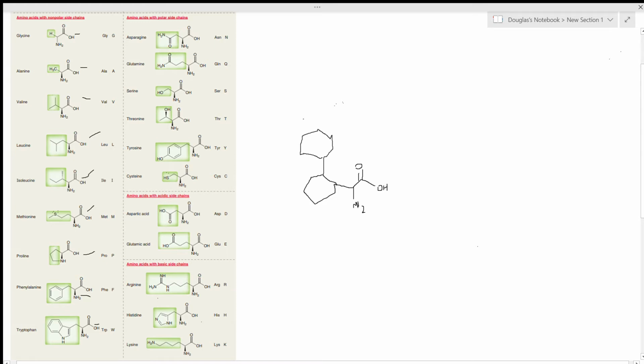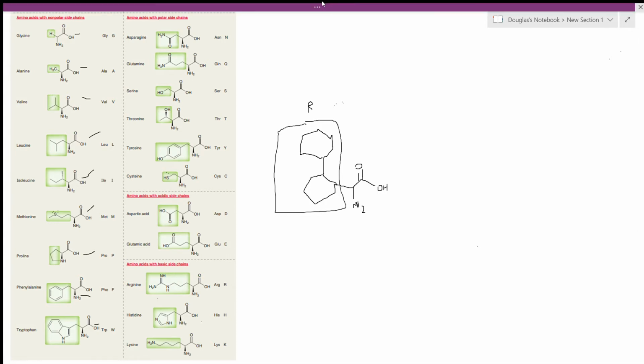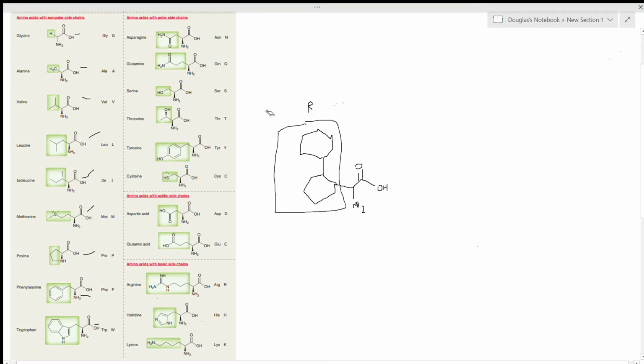The first thing we want to do is find the R group. Since we know what an amino acid looks like, this would be the R group because it is different from a regular amino acid. The reason we know this is non-polar is that everything in the R group is a hydrocarbon, so it has no charges at all. Going with that logic, it's considered non-polar. So this is a non-polar structure, or non-polar amino acid.